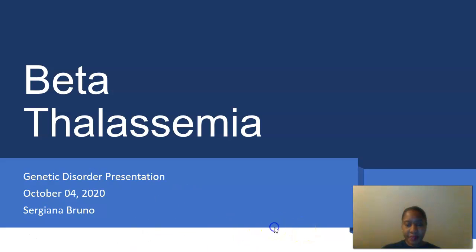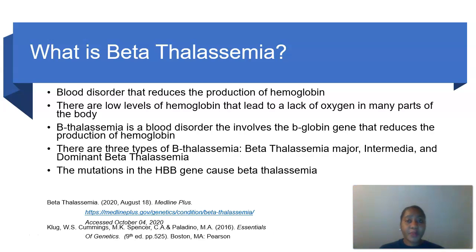Okay, so for the next page, what is beta thalassemia? Beta thalassemia is a type of blood disorder that reduces the production of hemoglobin. Hemoglobin is the most important protein in our body that is in the red blood cells that carries the oxygen from the lungs to the body's tissues and returns carbon dioxide from the tissues back to the lungs.